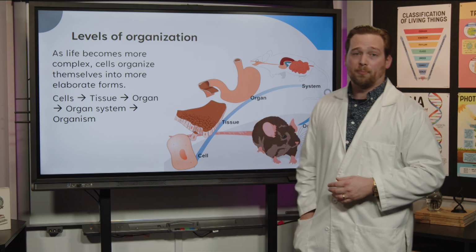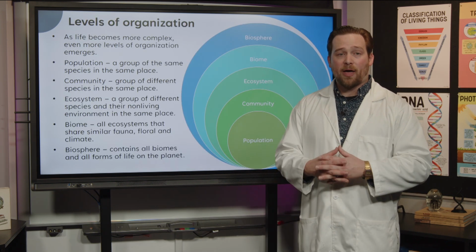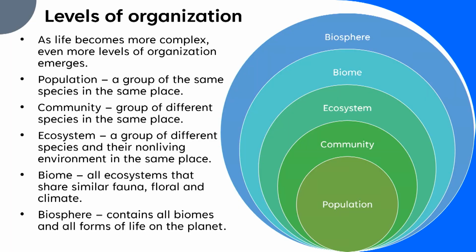We can get a little bit more complicated as we move up to the next level. So let's talk about those next. So these are even more levels of organization. As life becomes more complex, even more levels of organization start to emerge. We'll start at the population level. What is a population? A population is a group of the same species in the same place.